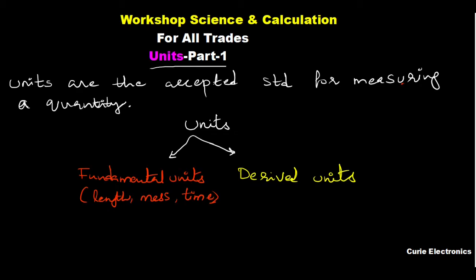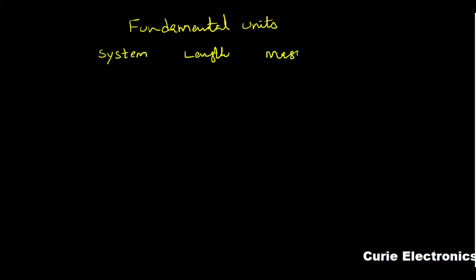These fundamental units, again, we can classify. Which are the fundamental units? Length, mass, time. These are the basic fundamental units. I'll write these as systems. Length, mass, and time are known as the fundamental quantities, and their units are known as fundamental units.